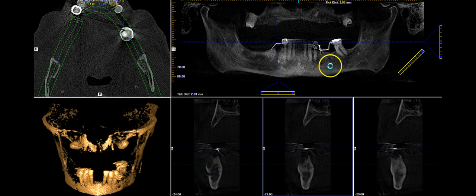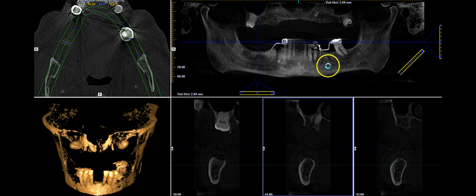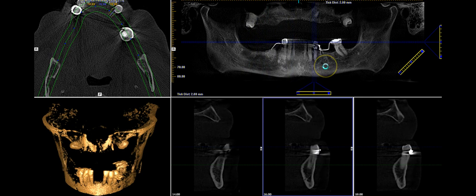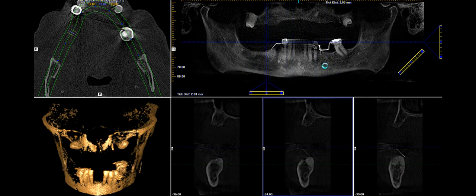And right here on the posterior of the mandible, let's go back on each side. Oops, sorry, let me go back on here.